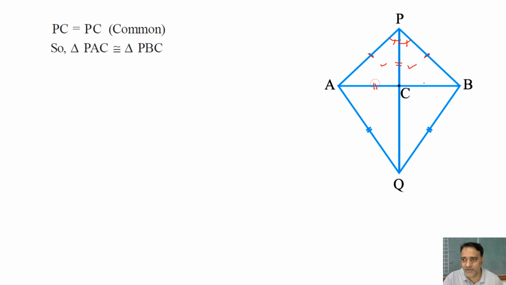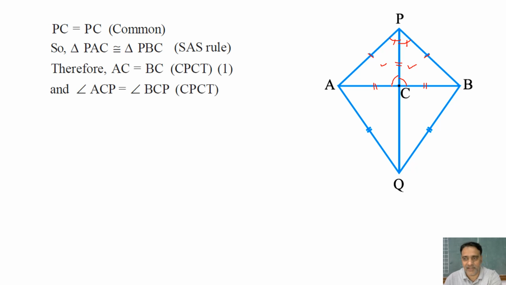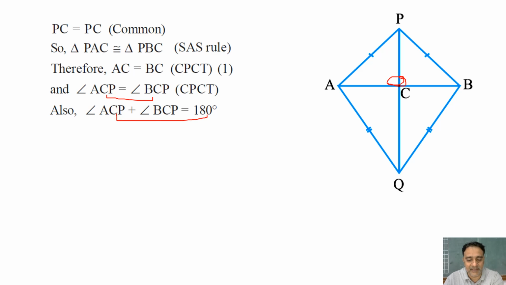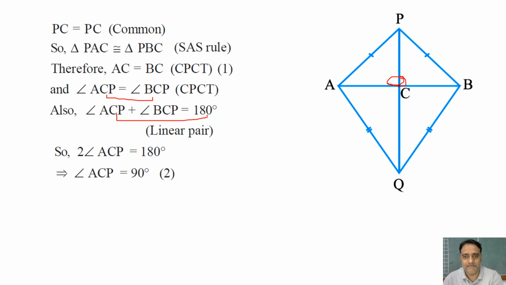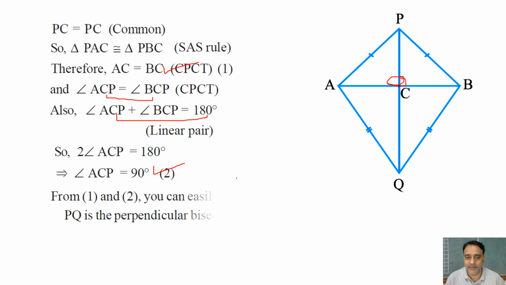So if these two triangles are congruent, their corresponding parts are equal, so AC is equal to BC, and these two angles are also equal. Why? CPCT. But what is the sum of these two angles? 180 degrees. Why? Linear pair. So these two are equal and their sum is also 180 degrees, so that means both will be equal to 90 degrees. Any doubt? No, sir. Okay, so from equations 1 and 2 we can conclude that PQ is the perpendicular bisector of AB. Any doubt in this question? No, sir.